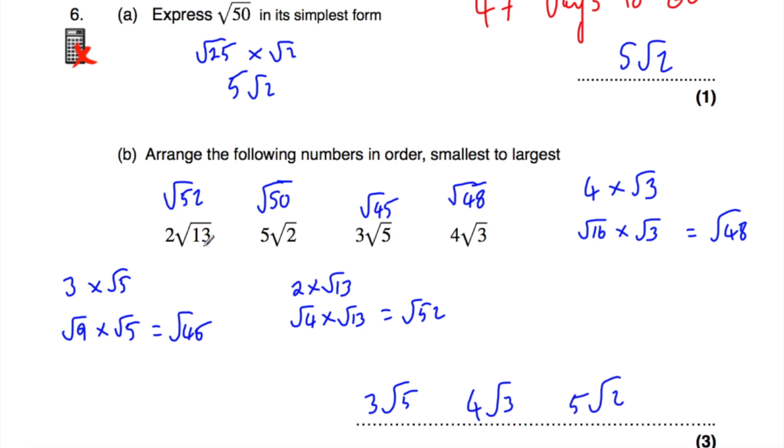And then the largest would be 2 root 13, because we're just looking at what the surds are, and obviously root 45, then root 48, then root 50, and then root 52. But I'm writing down what we're given in the question, and that's it. And if you got that, well done.